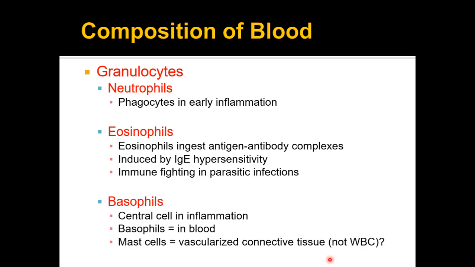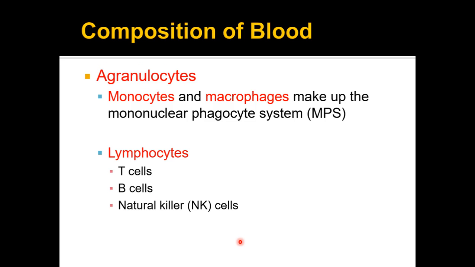And then apparently there's a controversy as to whether or not mast cells are true white blood cells or not. For me, I consider mast cells white blood cells because they come from basophils, which are definitely a white blood cell. So if you ask me, there is no controversy. Mast cells are white blood cells.